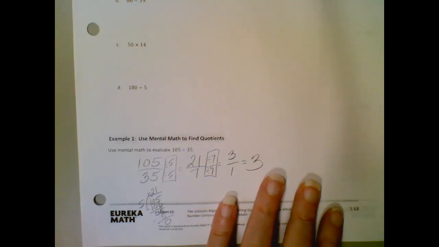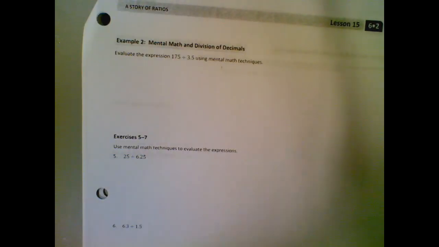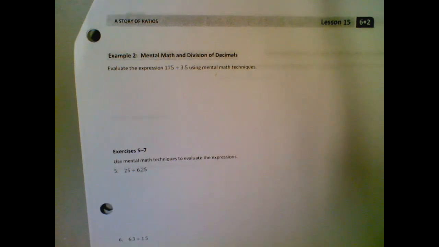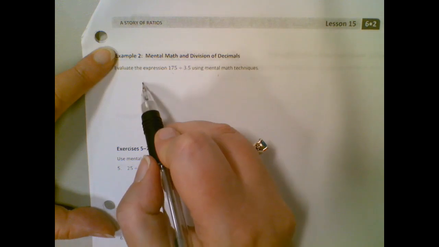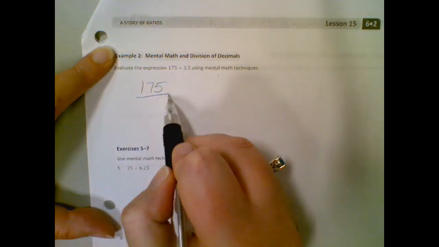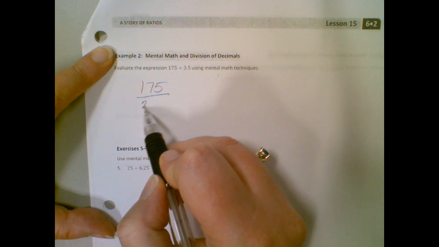Let's look at the next example. Turn the page, please, and we will go on to example 2. Mental math using decimals. Again, we're going to work on it and make it with a fraction. So the number before division is top dog, and top dog gets the house. 175 divided by 3.5.